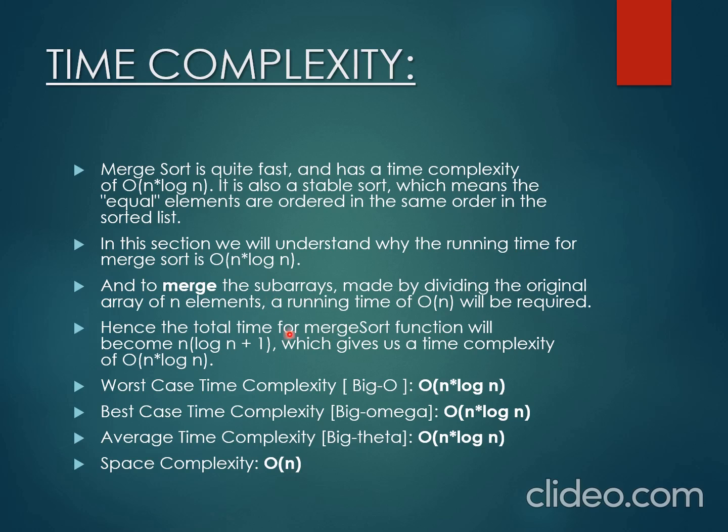The worst case time complexity, which is big O, is order of n log n, and the best case time complexity is also order of n log n, and average time complexity is also order of n log n. Why is this? Since there are n elements and there are two for loops inside that function, we get the time complexity of log n, and the number of elements is multiplied, so order of n log n. Space complexity is order of n since there are n elements.